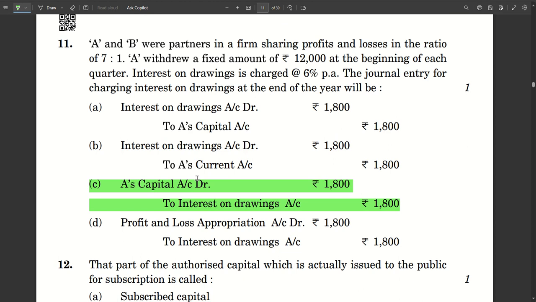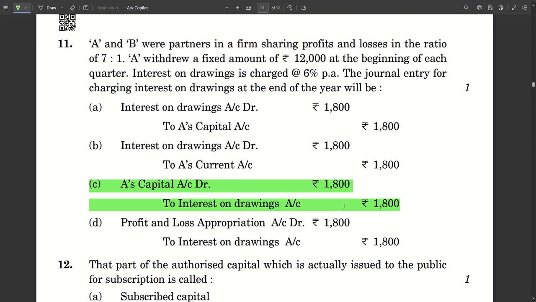Here, A and B are partners in a firm sharing profits and losses in the ratio 7 is to 1. A withdrew a fixed amount of 12,000 at the beginning of each quarter. Interest on drawings is charged at the rate of 6% per annum. The journal entry for the amount of interest will be: interest on drawings is a charge to the partner, so the partner's capital account is debited, and interest on drawings is an income to the firm, so that's credited.